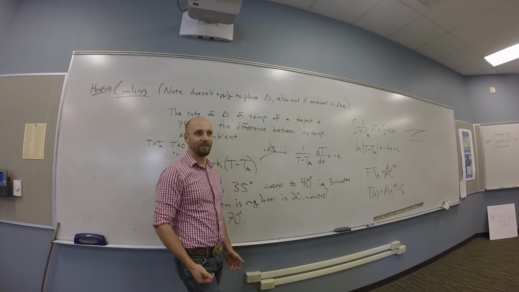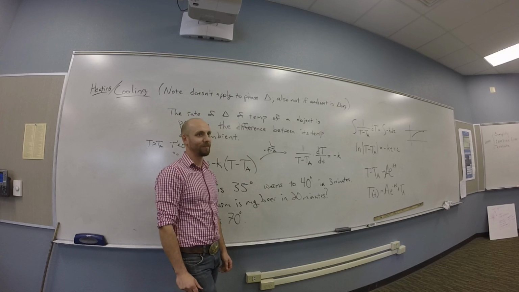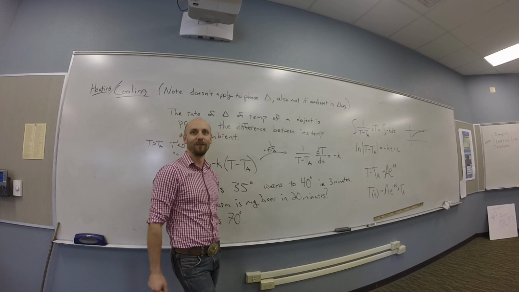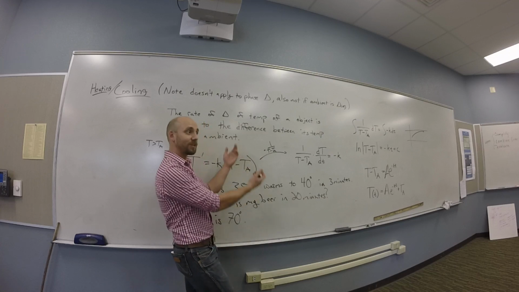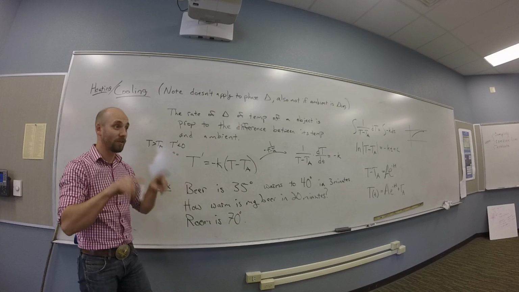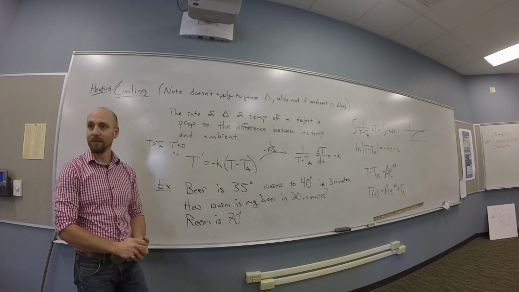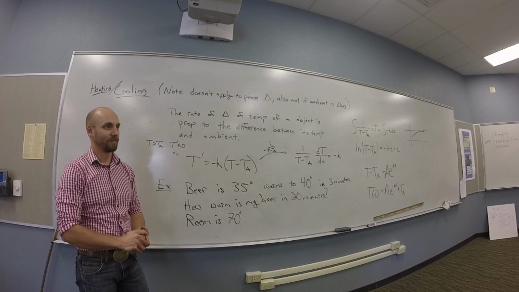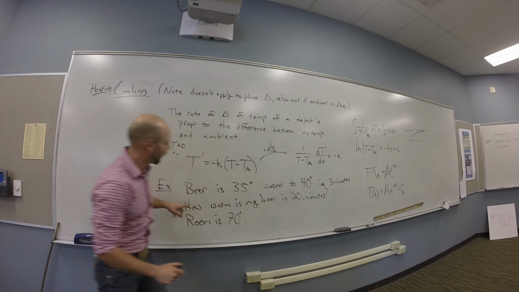Get a bunch of thermometers and some warm stuff and some cold stuff, stick it out in a room and measure. It turns out this is a pretty good approximation, but it is a model. All of this is mathematical modeling, not honest-to-God truth. Okay, how do I use that model to solve my beer problem?